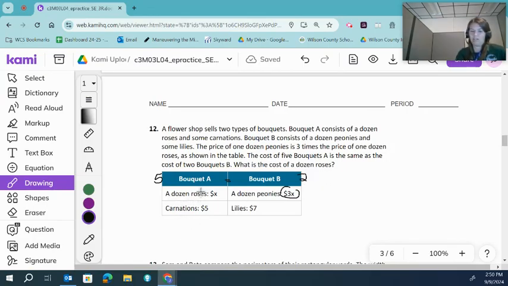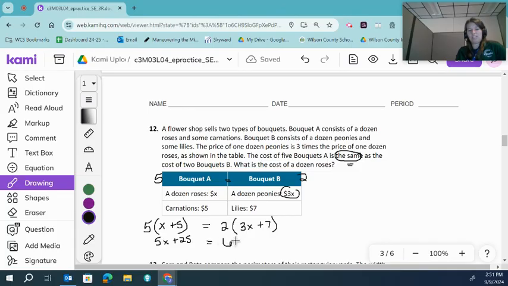Okay, so let's again write our expressions here. We have roses plus $5 for carnations, and I have 5 of these bouquets is going to equal. So when it says is the same, that means it's equal. Okay, that's another key vocabulary term there. All right. And then we have 2 bouquets of our dozen peonies and lilies. Okay, utilize my distributive property equals 6x plus 14.